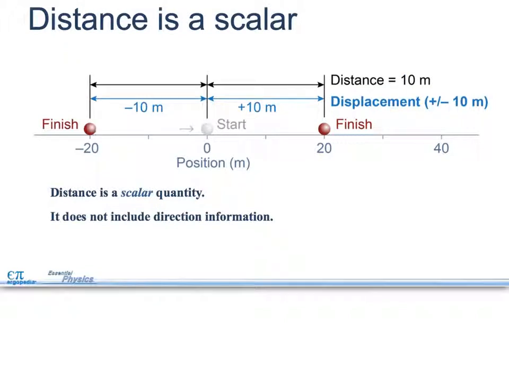Distance is a scalar quantity. It does not include the direction. For here, distance is going to equal 10 no matter which way you go, whether you go plus 10 or minus 10, because it does not have direction. So distance is just adding up all the different distances you traveled.